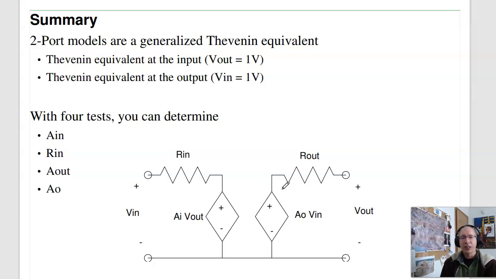We'll be using that in the following lectures to find the two-port parameters for common base, common emitter, and common collector amplifiers. And then using the two-port parameters, or two-port models, we'll look at what happens when you start cascading them. So that's lecture number 13 for ECE 321 Analog Electronics.